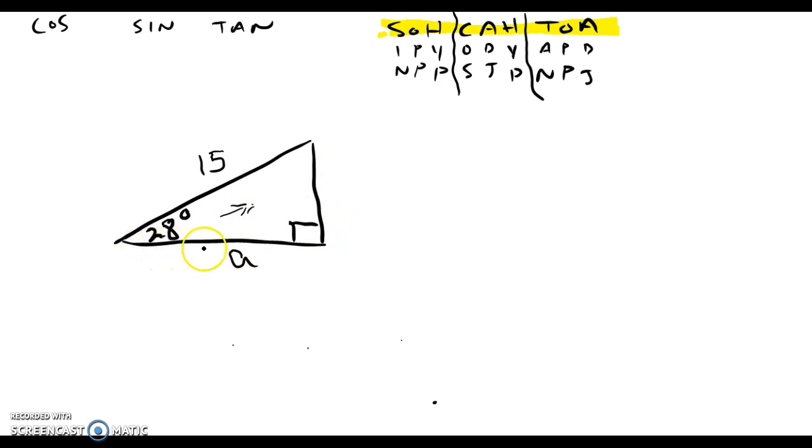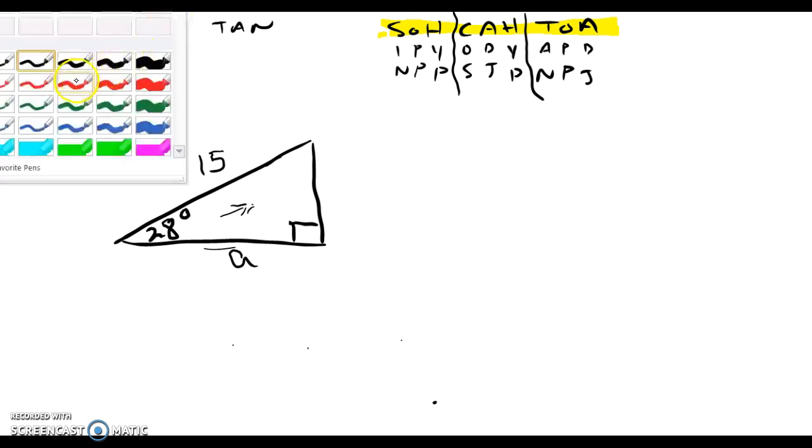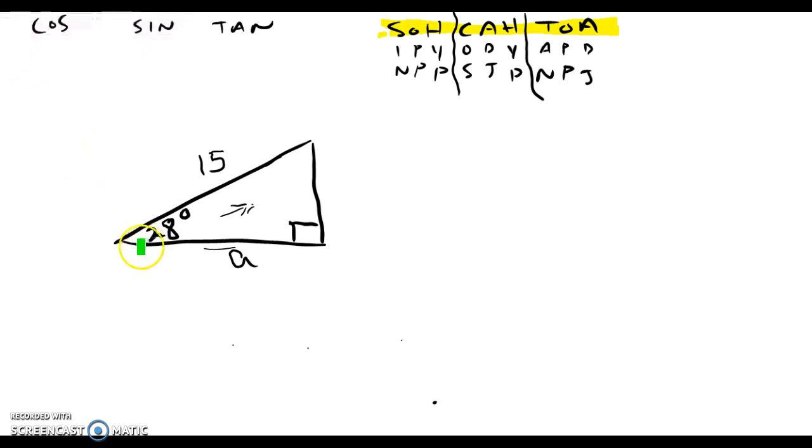We're looking for adjacent. Now, this is not adjacent because this is the hypotenuse. The hypotenuse is always the hypotenuse. By the way, adjacent means right next to. So this is the adjacent, the one right beside it that's not the hypotenuse. The adjacent's never the hypotenuse. So which function are we going to use? Cosine of an angle is equal to adjacent over hypotenuse. So let's go ahead and do that. We do know the angle measure though. Cosine of 28 is equal to adjacent over hypotenuse.